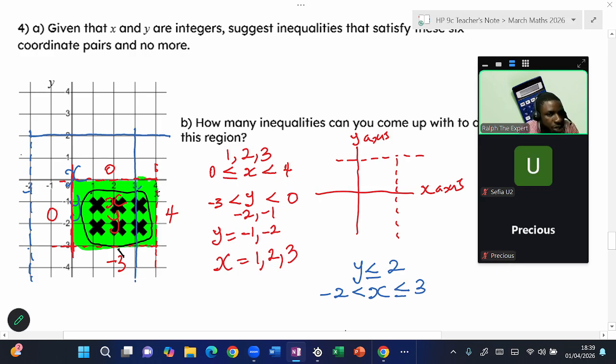If you look at those points that I just mentioned, where Y is -1 and where Y is -2, so -2 and -1 for Y, you see that these two numbers are below 2. Then when you also look at the values of X as 1, 2 and 3, you see that 3 is included. 1 and 2 is also part of the values of X.